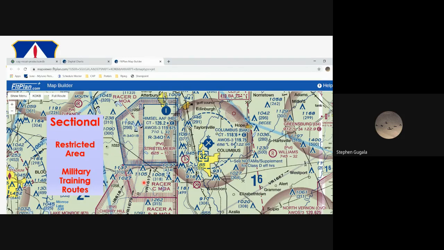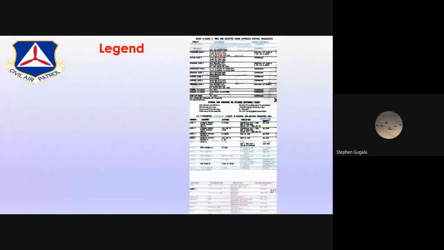That backside of the sectional that I talked about, this is where you will find information on restricted and prohibited areas, time of operation, altitudes, etc.